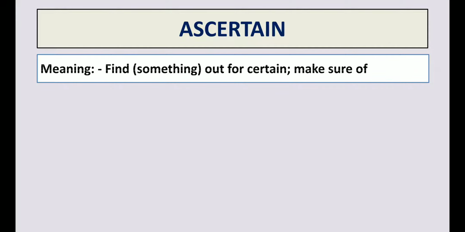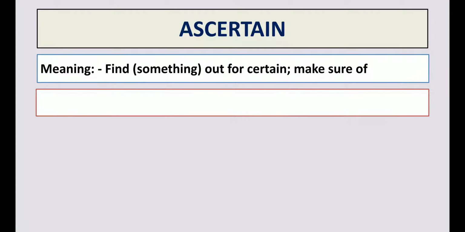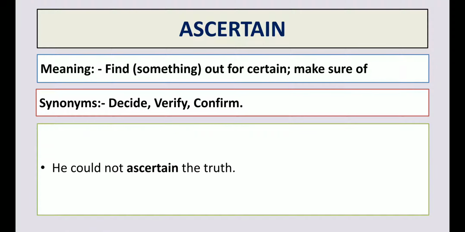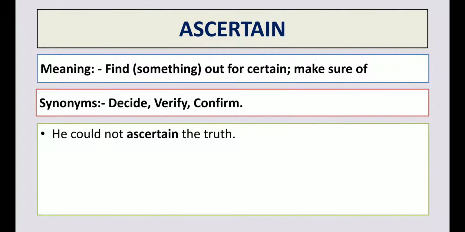The next common word is ascertain. The meaning of ascertain is to find out for certain, make sure of. Synonyms can be decide, verify, confirm. The first example of ascertain is: he could not ascertain the truth.